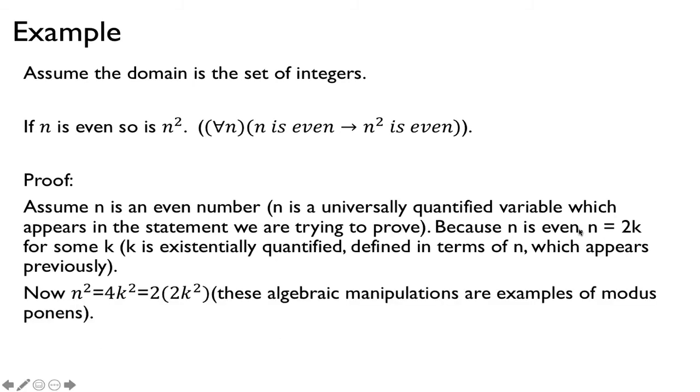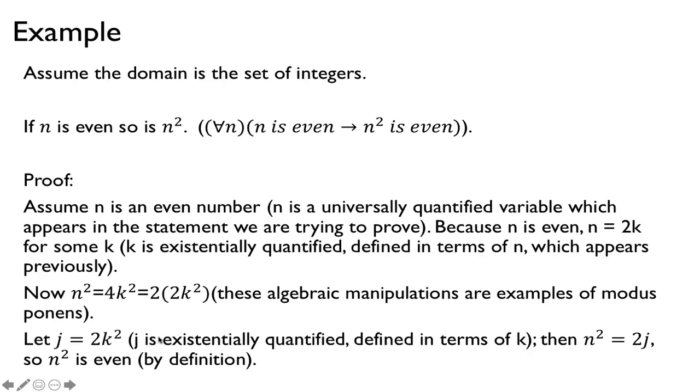So n is 2k, so n squared is 4k squared, which is 2 times 2k squared. This is a bunch of equations, and this algebraic manipulation is essentially using basic examples of modus ponens. If n is 2k, then certainly n squared is (2k) squared, and so on. So this is using conditional elimination, or modus ponens. In this example we're being explicit, but later I won't explain some of these things.